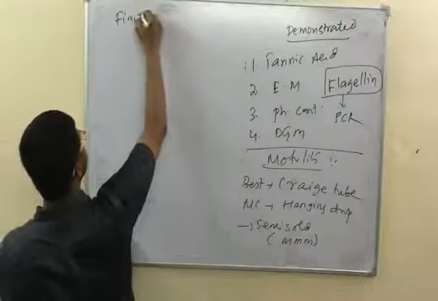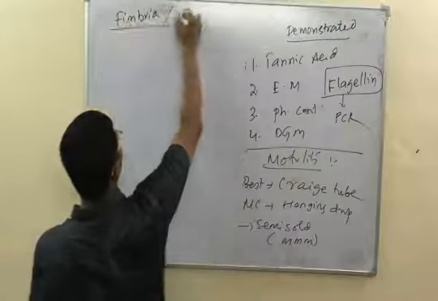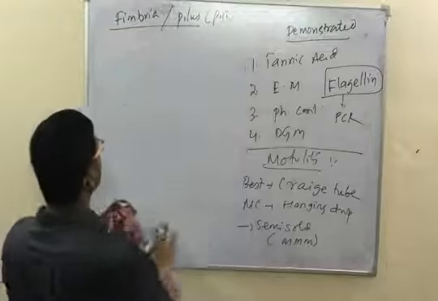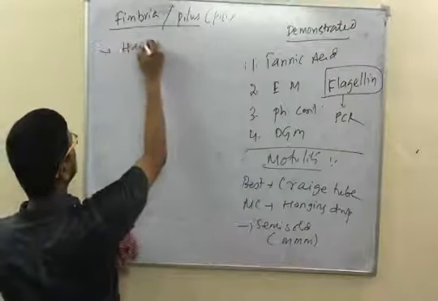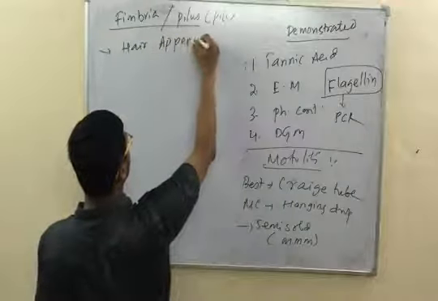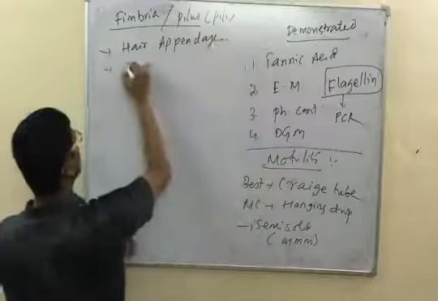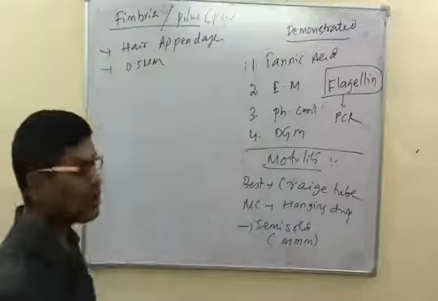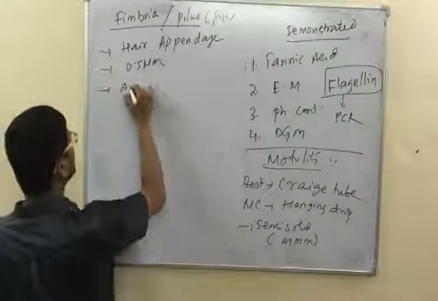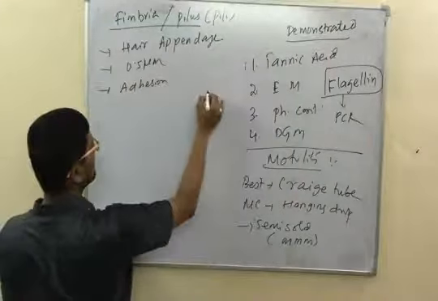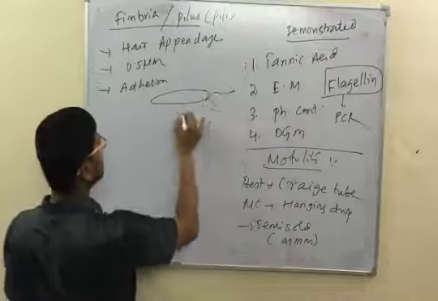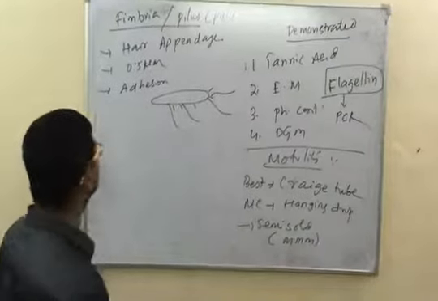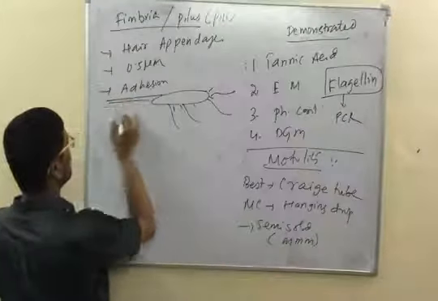Next is fimbria or pilus. Pilus is singular, pili is plural. They are hair-like appendages, much smaller than flagella, around 0.5 micrometer in length. And they are organs of adhesion. They say that if the flagella will be like this, then fimbria will be like this. They are much smaller than flagella, hair-like appendages, and their main function is to help in adhesion.